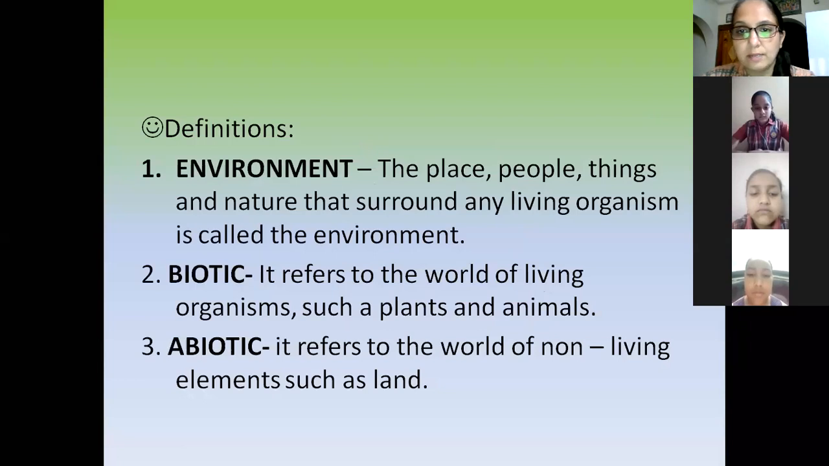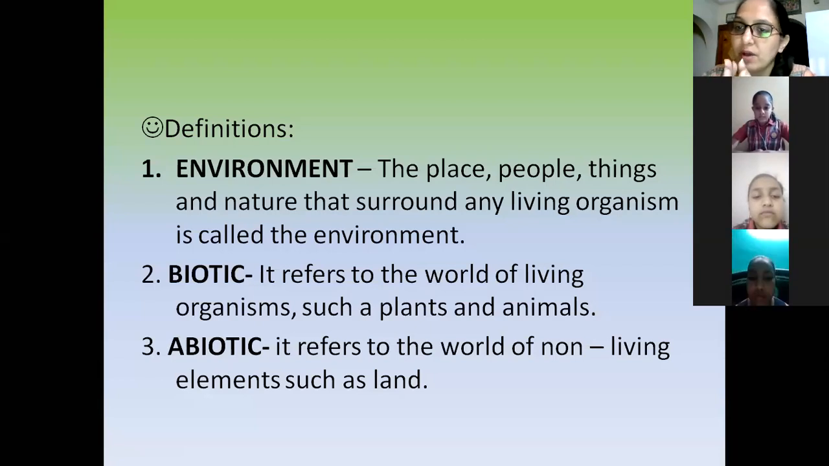Okay. The place, people, things, and nature that surround any living organism is called the environment. Is it clear to all of you? Okay, next we move to biotic. Biotic is always, bio means, what is bio? Bio means living. So biotic will refer to something which is living.